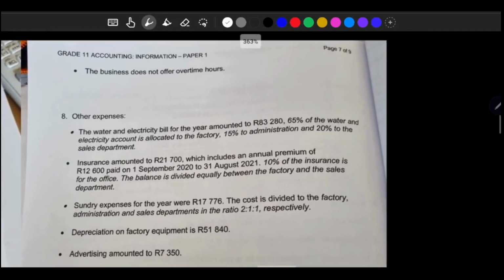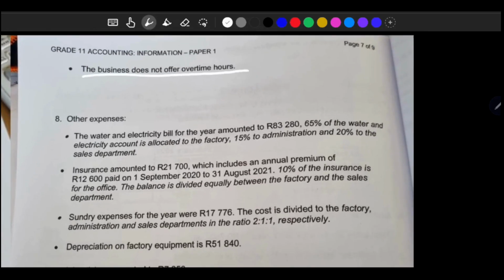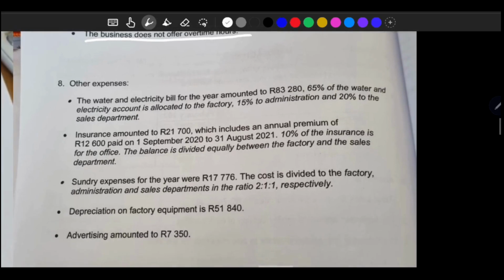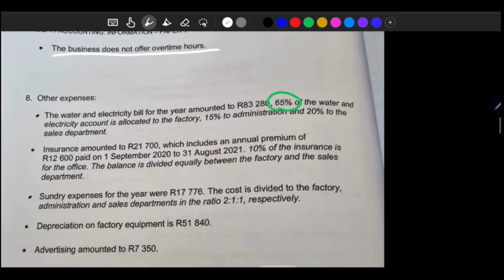Then we come to the other expenses. So here we have information. The business does not offer overtime hours, so I guess that helps us. But if they did offer overtime hours, we would allocate the hours for direct labor and the hours for indirect labor, and then just add them to those costs. For other expenses, we have the water and electricity bill for the year amounted to 83,280. 65% of the water and electricity account is allocated to the factory, and 15% to administration, and 20% to the sales department. All that is great, but all we really care about is this 65% for the factory.